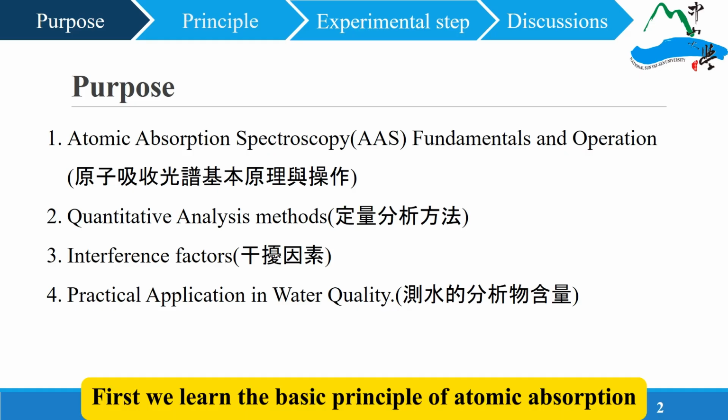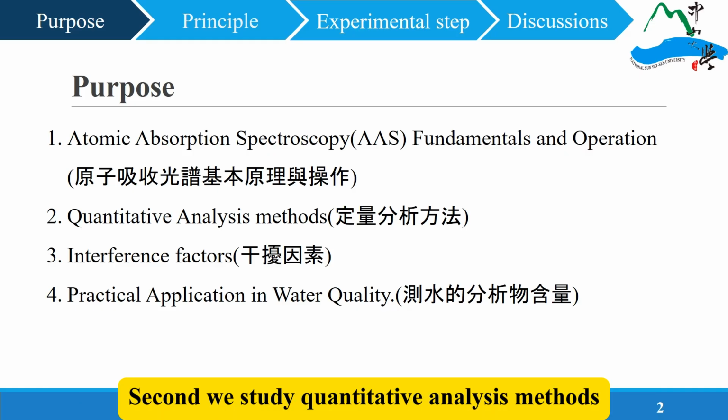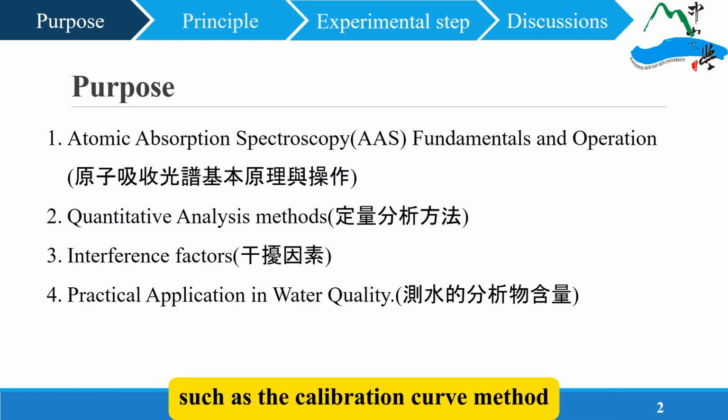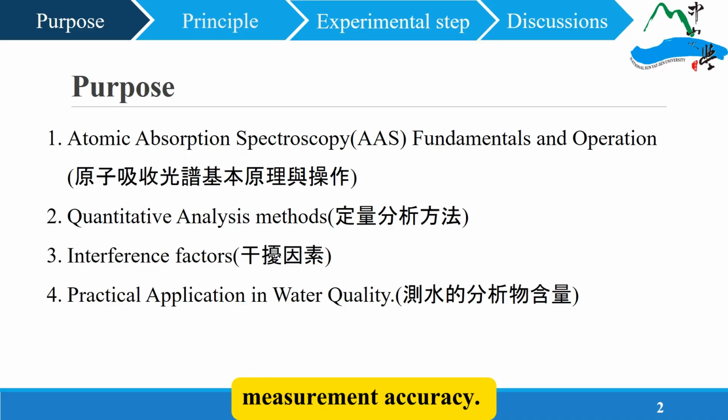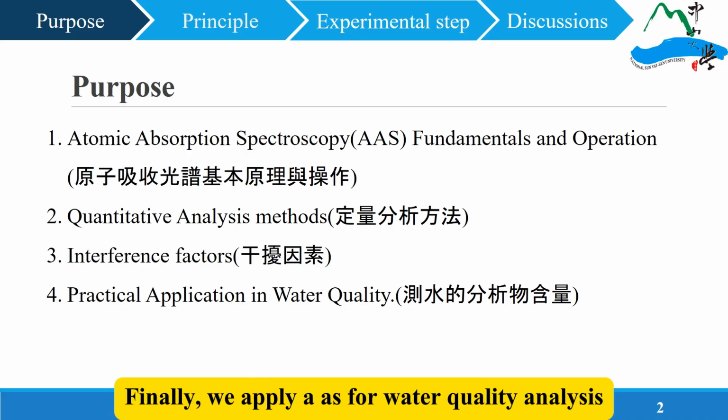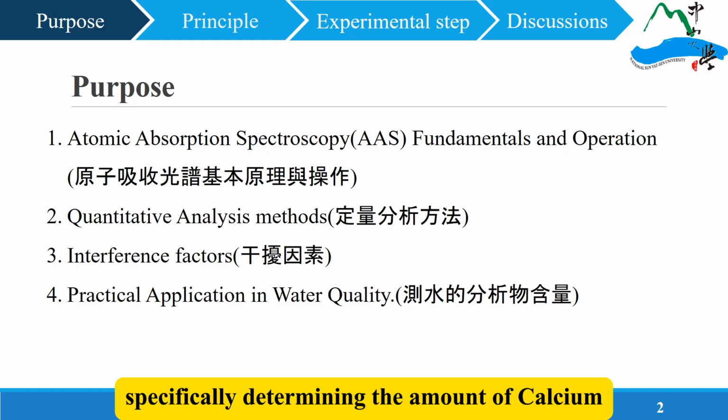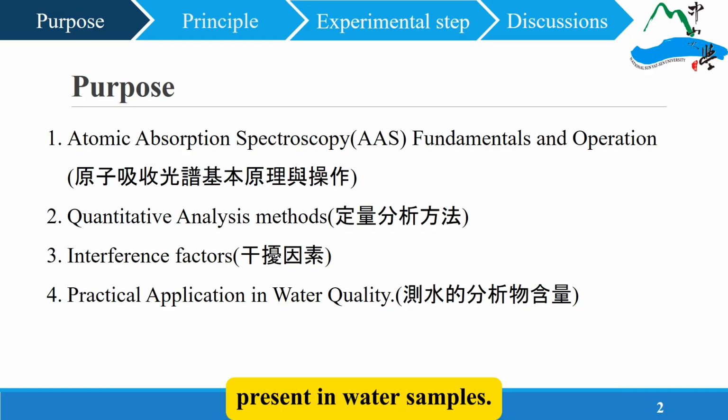First, we learn the basic principle of atomic absorption spectroscopy. Second, we study quantitative analysis methods such as the calibration curve method and the standard addition method. Third, we examine interference factors that can affect the measurement accuracy. Finally, we apply AAS for water quality analysis, specifically determining the amount of calcium present in water samples.